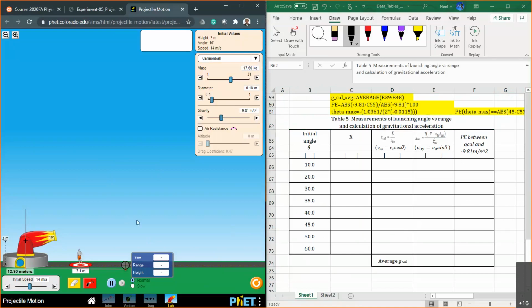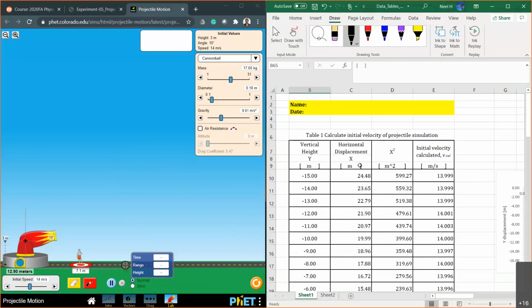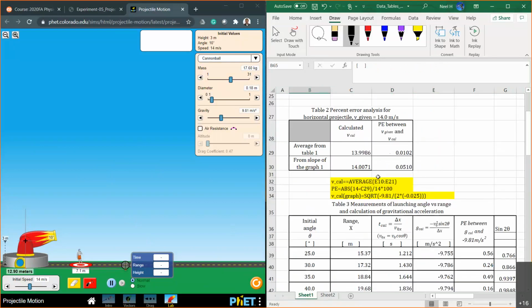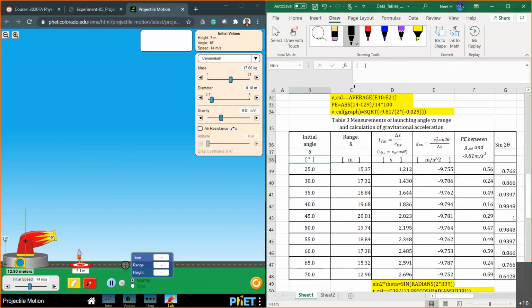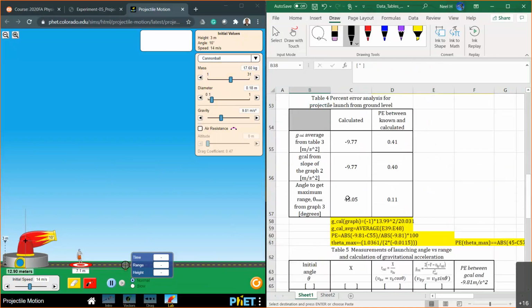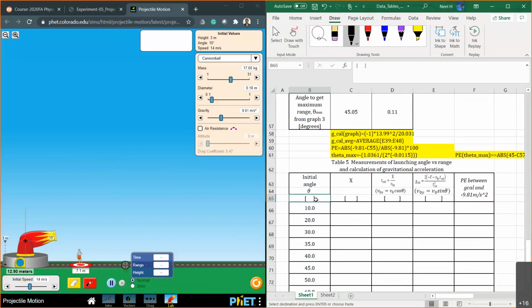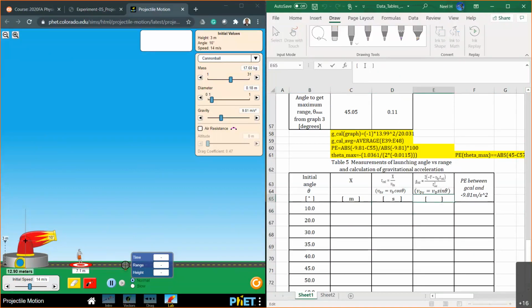Starting 10 degree angle, angle is measured from degrees. Degree sign you can bring from, I think, table number 2, I inserted that. You can bring that into here if you want to. Degree sign, this is going to be range in unit meters, calculated times in unit second, and calculated g must be in unit meter per second squared, and then percentage error, okay.